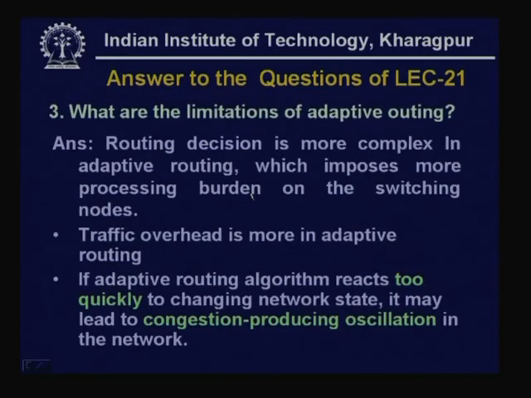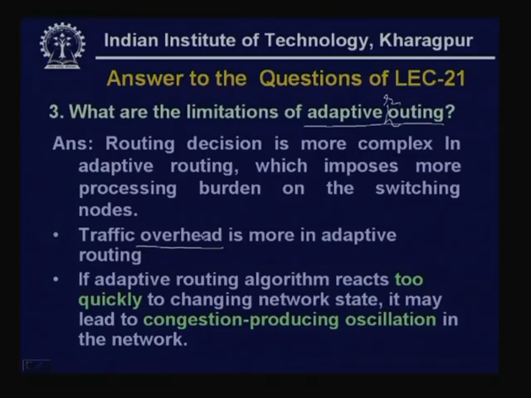Third question was, what are the limitations of adaptive routing? Answer is, the routing decision is more complex in adaptive routing, which imposes more processing burden on the switching nodes. As I have already mentioned, the routing algorithm used in adaptive routing is quite complex. As a result, it imposes burden on the switching nodes, and the traffic overhead is more in adaptive routing. We have seen that in adaptive routing we have to use some additional packets for control purposes. That is why the traffic increases.